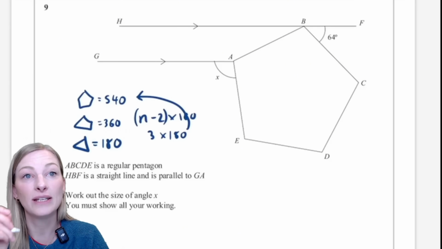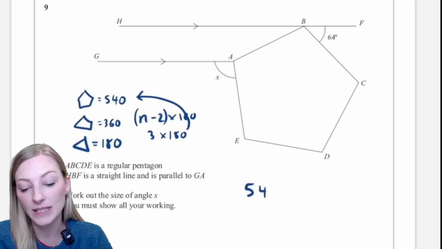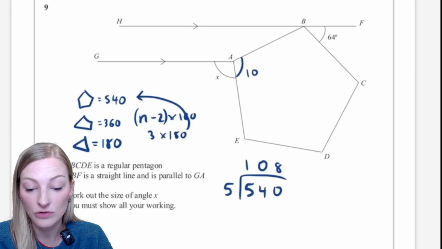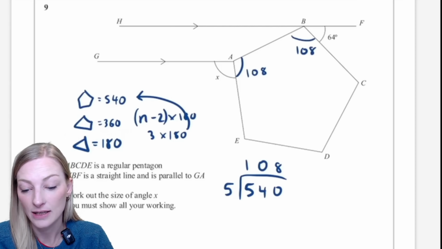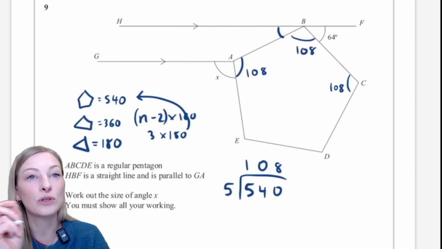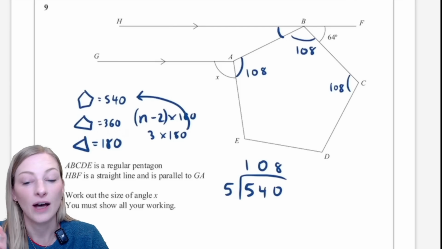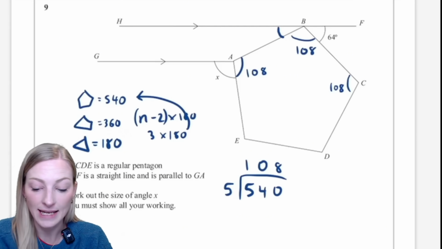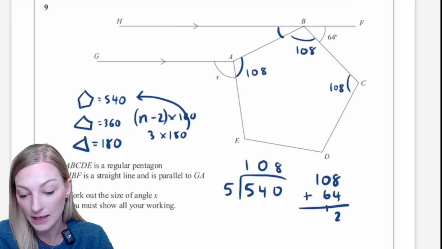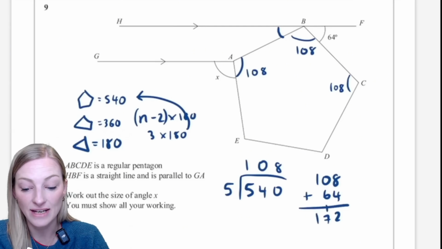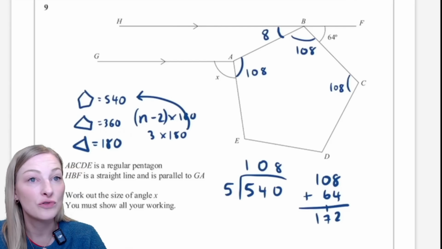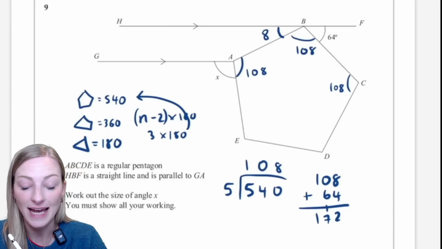Now, each angle inside that pentagon then is 540 divided by 5, and that is 108. So this angle is 108, this angle is 108, this angle is 108, and so on. Now, to get this angle here, we can see that angles on a straight line add up to 180. I've got 64, I've got 108, so let's work out what's missing. 108 add 64 is going to be 172. So I'm left with 8 degrees on the outside there. 180, take away 172 is 8 degrees.